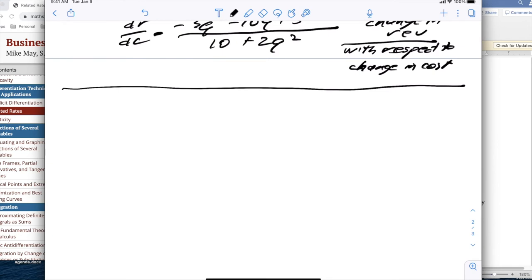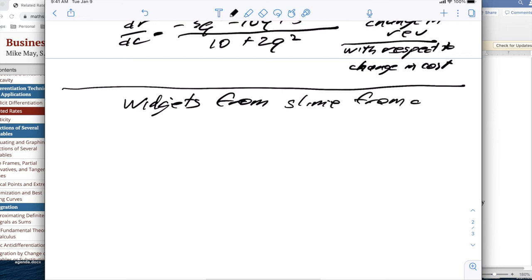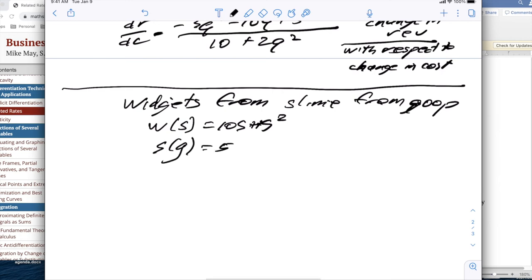For my next example, I'm going to look at widgets from Slime, from Goop. I take Goop and I turn it into Slime. I take Slime and I turn it into widgets. And I have widgets in terms of Slime is 10 Slime plus Slime squared. And Slime in terms of Goop is 5 Goop plus the square root of Goop.